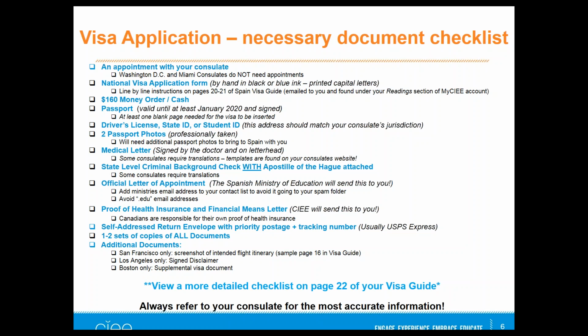The next thing that you're going to want to make sure to have is a copy of your driver's license or your state ID or your student ID. What matters is that you want to make sure that this address or this information matches your consulate's jurisdiction. So if you go to school in one state and you live in another where you have different jurisdictions, and say both of your IDs are valid, your student ID is valid and your driver's license ID is valid, then you can really choose whichever consulate you want to go to.